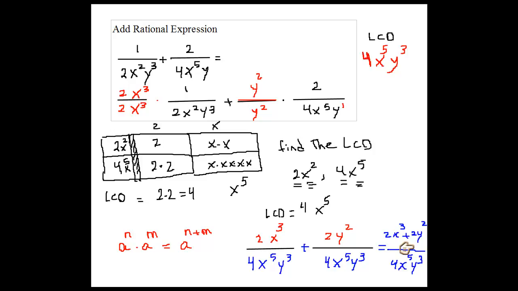Okay, well, let's take a look. At the top of the fraction, we have 2x to the power of 3 plus 2y squared. And at the bottom of the fraction, we have the LCD. So we added these. So far, we have 2x to the power of 3 plus 2y to the power of 2 over, and the LCD is 4x to the power of 5, y to the power of 3. One more time, Brian, tell me how you want to simplify this.